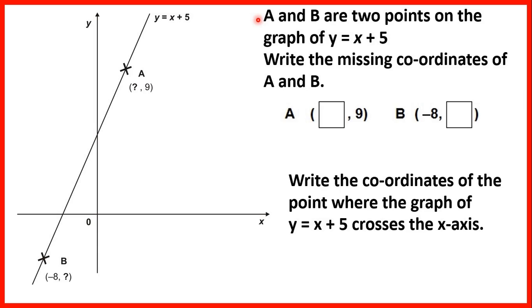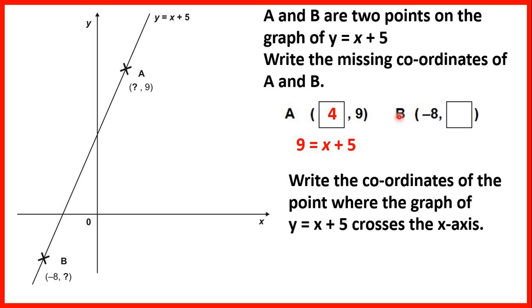A and B are 2 points on the graph of y equals x plus 5. Write the missing coordinates of A and B. So we know that with coordinates, the first coordinate is the x coordinate and the second the y coordinate. So for point A, because we have a y coordinate of 9, we have 9 equals x plus 5. And 4 plus 5 is 9, so because the y coordinate is 9, the x coordinate must be 4.